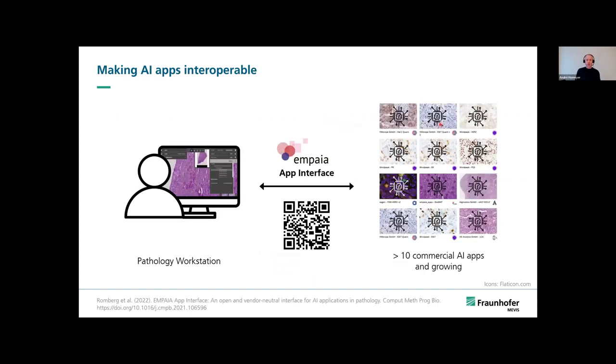To counter this problem, the Empire project developed the Empire app interface. The app interface is an open standard for the integration of pathology AI apps from different vendors into pathology software systems from different vendors. The app interface relies on widely used communication protocols and containerization. To make it as compatible as possible, the app interface was developed considering multiple existing interfaces and feedback from multiple AI vendors. So far, more than 10 commercial apps of different vendors have already been adapted to the interface. Further information can be found in this publication, which also refers to comprehensive online documentation.